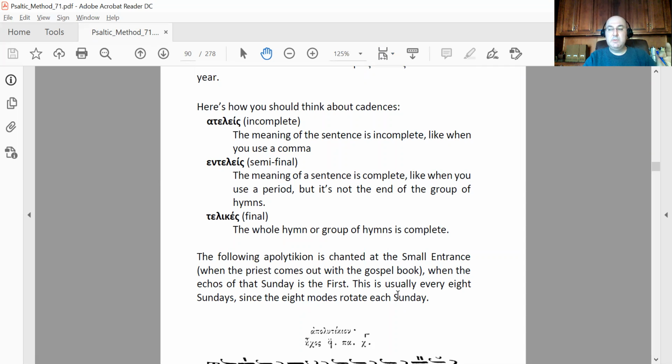Now I want to explain to you the three kinds of cadences that you've seen in that initial table. We call them adelis or incomplete, endelis or semi-final, and telikes or final. With the adelis, the meaning of the sentence is incomplete, like when you use a comma. With the endelis, or semi-final, the meaning of a sentence is complete, like when you have a period, but it's not the end of the group of the hymns. And with the telikes, the whole hymn or group of hymns is complete, and usually the priest says something.